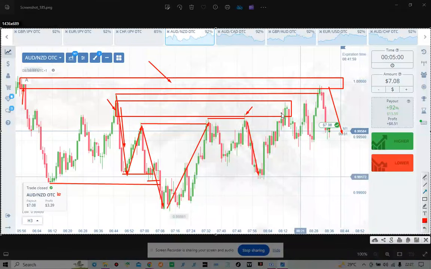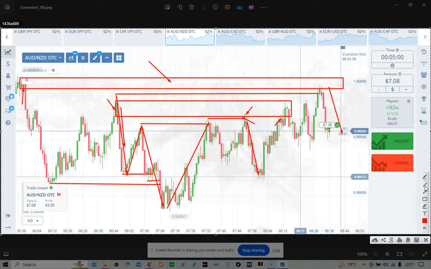This is the first attempt from the zone. You can see the second attempt doesn't work. If the market again rises to this level at the second attempt, I won't take the trade because it's not going to work. So always take the first attempt. So that's my strategy.